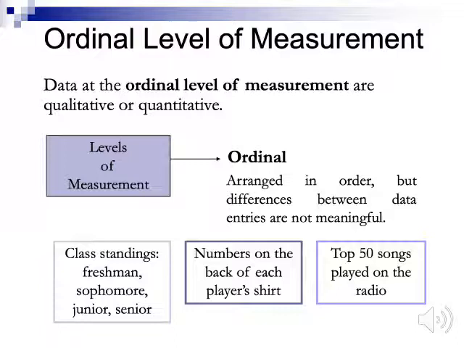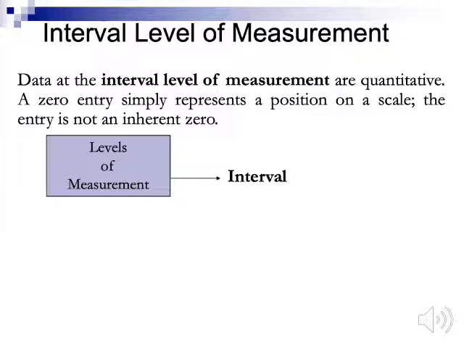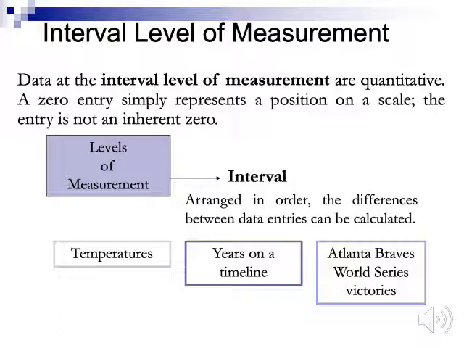Then interval. So interval has no inherent zero, so there is no absolute zero in the interval. It simply represents position on a scale. For example, the temperature. When you say 0 degrees centigrade, that is not an absence of temperature, but it means to us that it is at the freezing point. So it's the borderline. That is what we mean by no inherent zero.